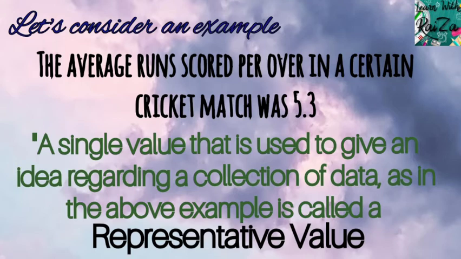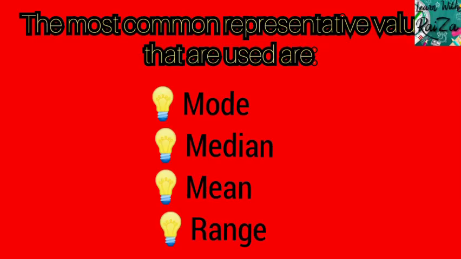So students, a single value that is used to give an idea regarding a collection of data, as in the above example, is called a representative value. So the single value 5.3 gives an idea about the whole match. Let's see what types we use to interpret data. The most common representative values used when interpreting data are mode, median, mean and range. Now let's discuss all these in brief.